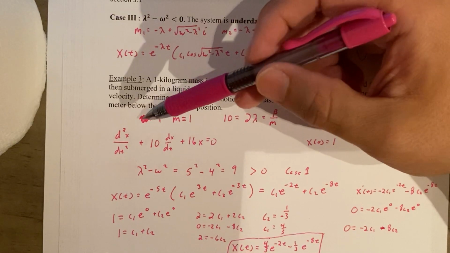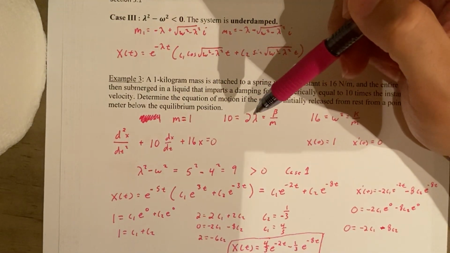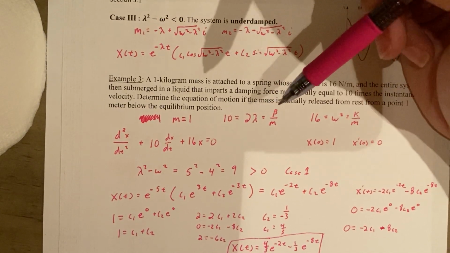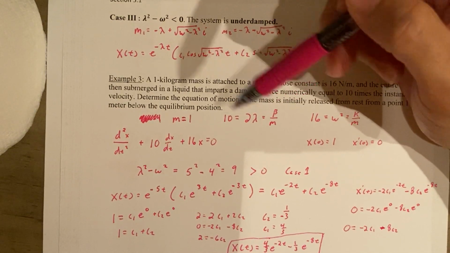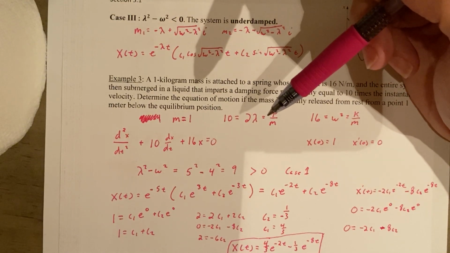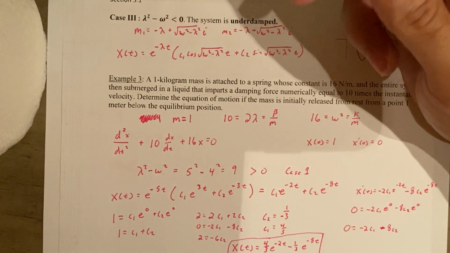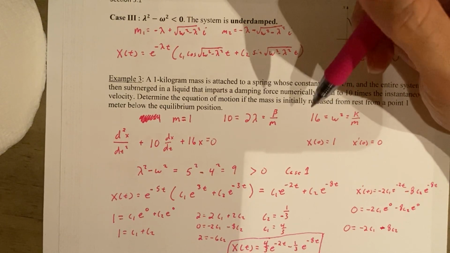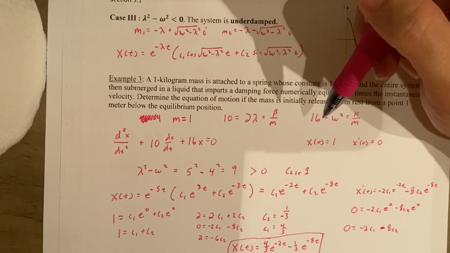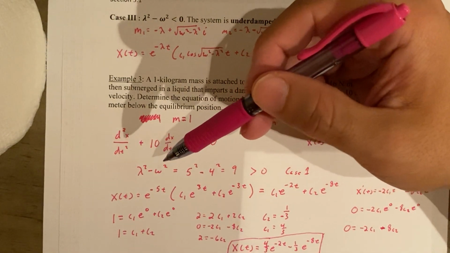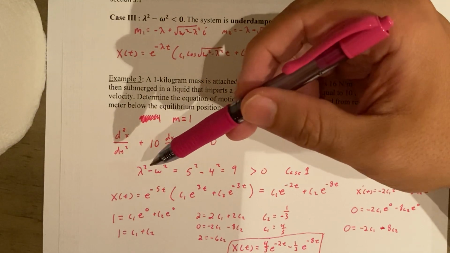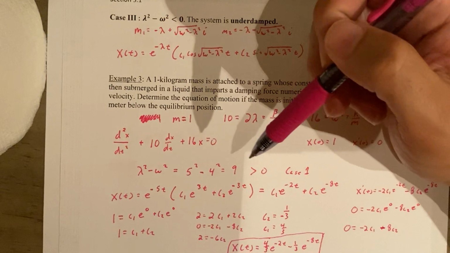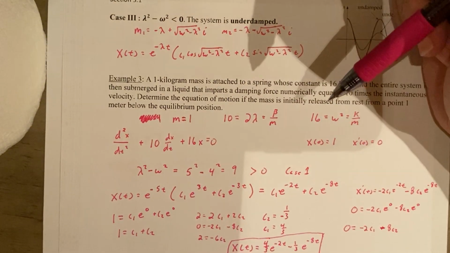So our lambda comes from the fact that 10 should equal 2 lambda. And because 10 is equal to 2 lambda, we can find lambda fairly quickly. Let's divide both sides by 2, so our lambda is going to be 5. Our omega: 16 is equal to omega squared, square root of 16, so our omega is going to be 4. So when I substitute in to see what type of case I have, I have 5 squared minus 4 squared, which is going to be 9, which is greater than 0, so I'm dealing with case 1.